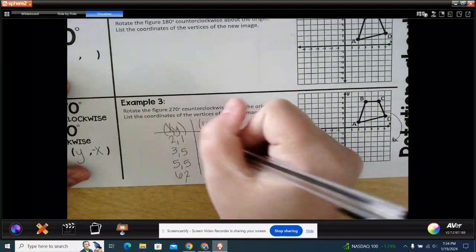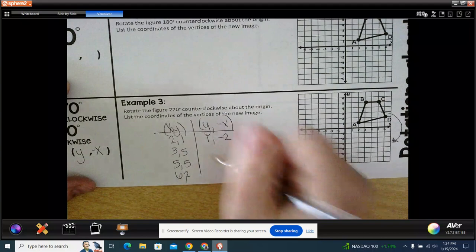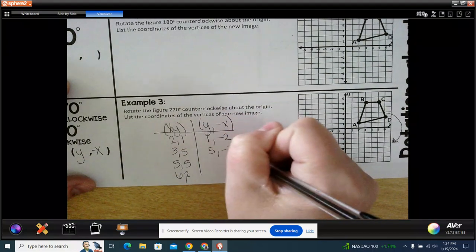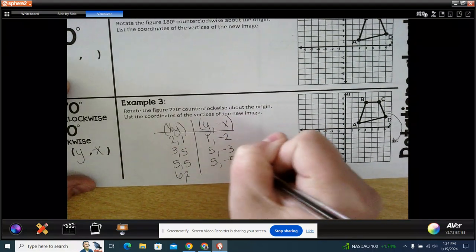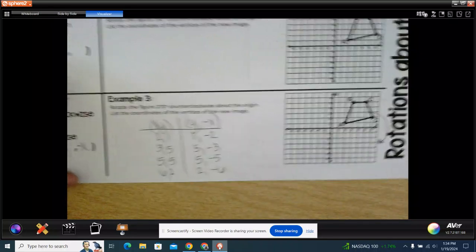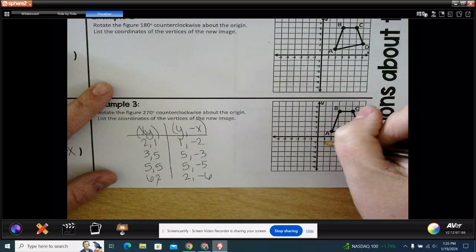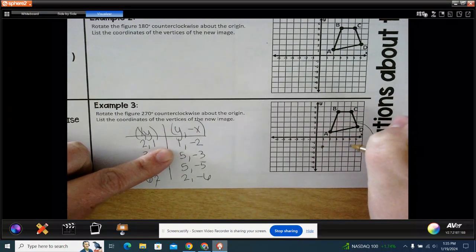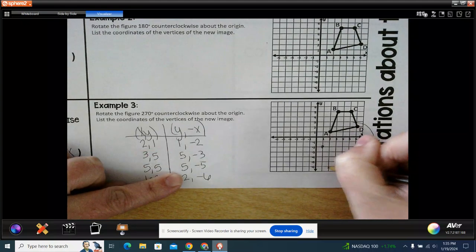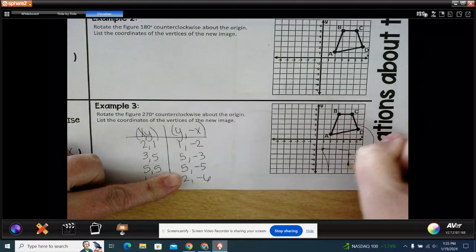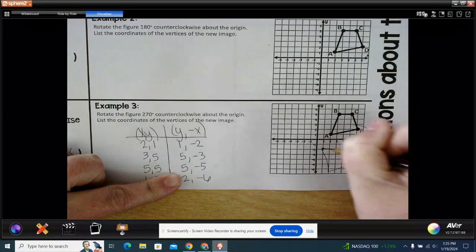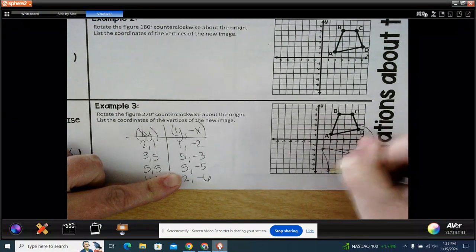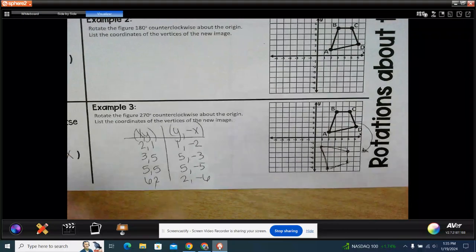So 2, 1 is going to be 1, negative 2. We have 5, negative 3, 5, negative 5, 2, negative 6. So when I graph my image, we can see where the image has rotated to. And so when we do a rotation, it's the same size and same shape, just rotated into a different location.